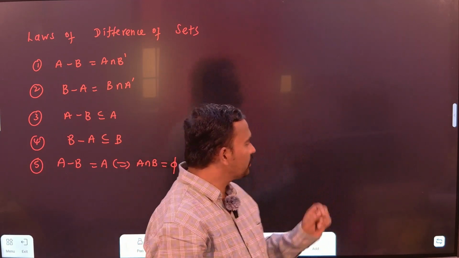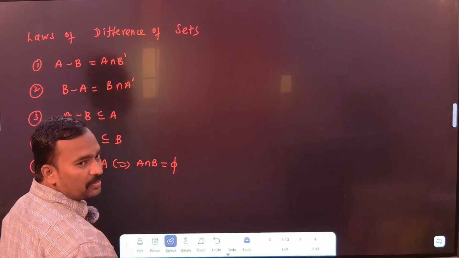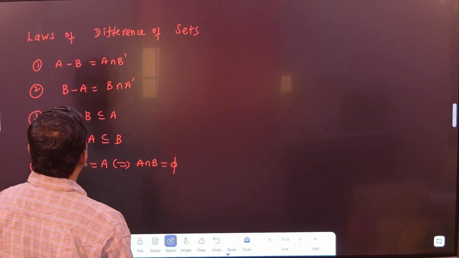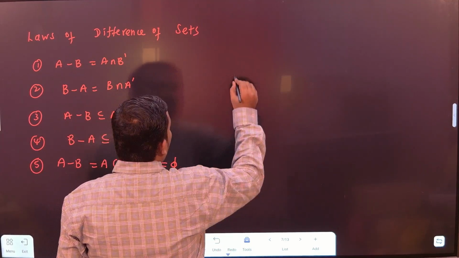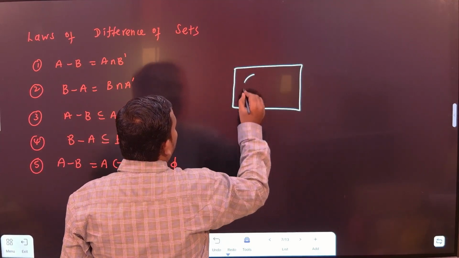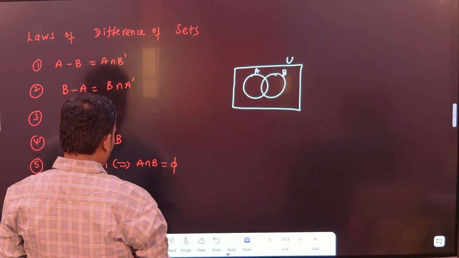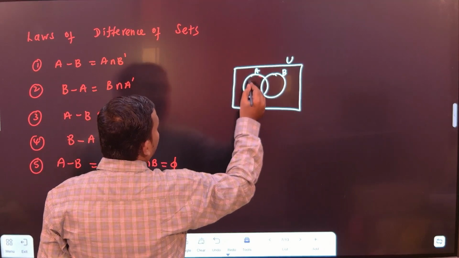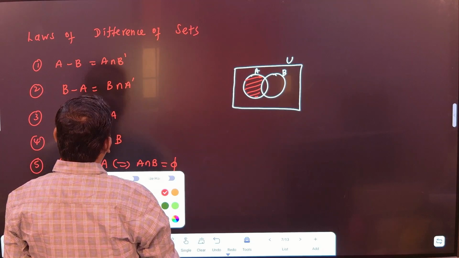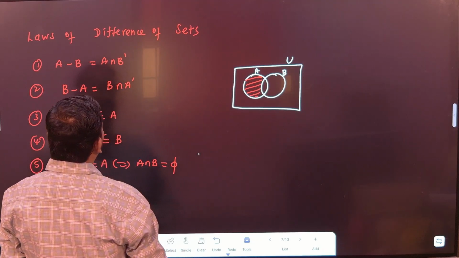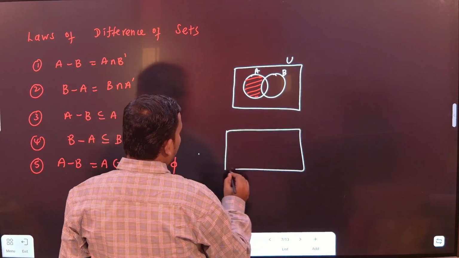Hello student, we'll continue this one. The law of difference of the set: A minus B is equal to A intersection B complement. So what is the meaning actually? You can see here when you take the set, let's take this universal set, this is A, this is B, A minus B, this will be this one, right? This is A minus B. So okay, equivalently how to write: A intersection with the B complement. You can see in the diagram.